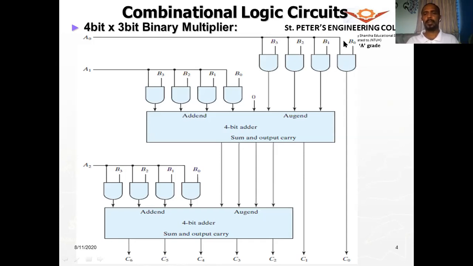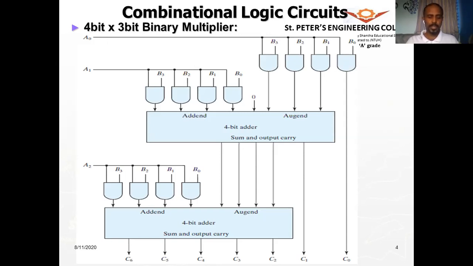So here I am getting the product C0. As you can see, A0 is multiplied by all the 4 terms. So the A0, B0 product will be taken as it is. It will not be added with anything. Whereas A0B1, A0B2, A0B3 have to be added to the remaining products also, isn't it? So whatever we had understood with a 2-bit by 2-bit number, you can realize here using a 4-bit by 3-bit number.